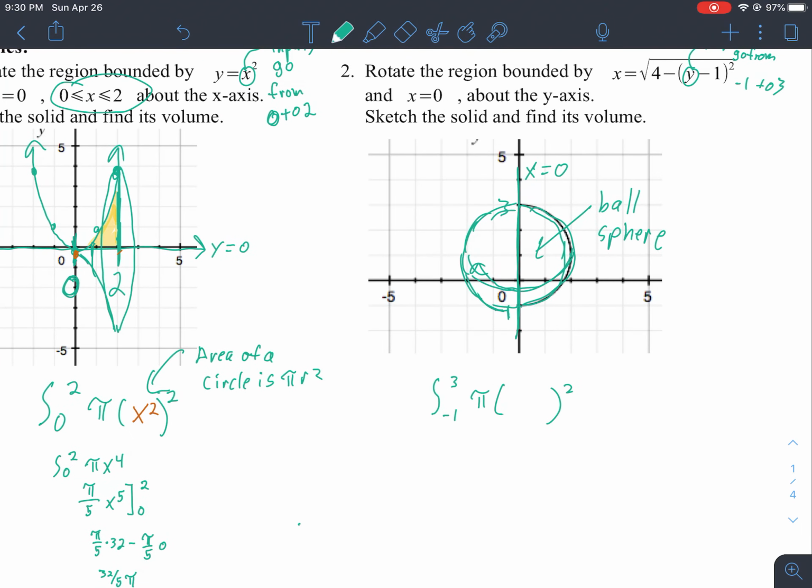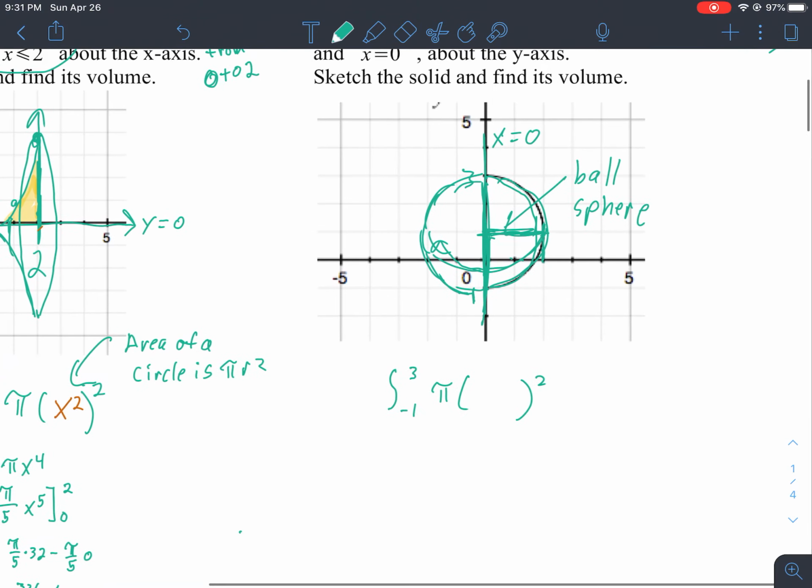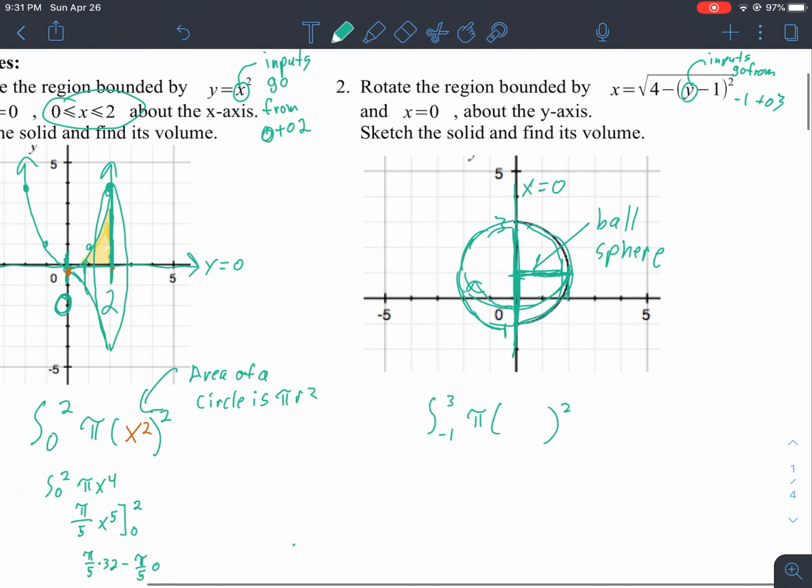Now the radiuses change. At 0 is the biggest radius. Out at 2, or in the middle of the ball, that's probably better. In the middle of the ball is our largest radius of 2. So we have a smallest radius and a largest radius. At 0, the radius is the largest. At 2, the radius is the smallest. So we have all the radiuses from -1 to 3.